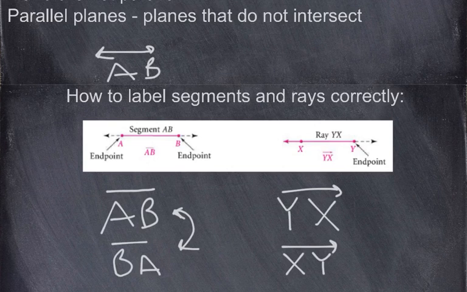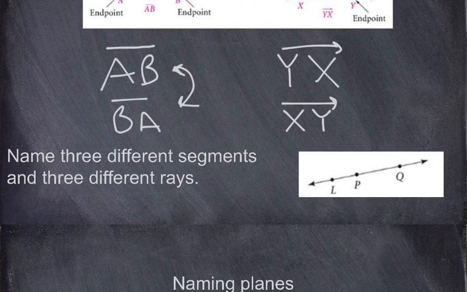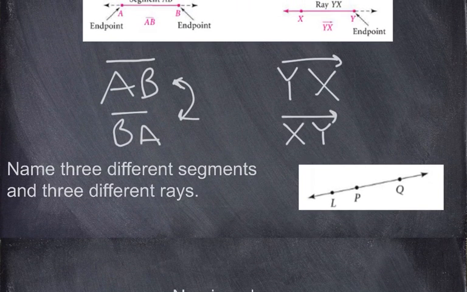For a segment, on the other hand, it doesn't matter which one you want to start with. I personally just like to do alphabetically which one comes first, but that's just me. So here, let's get a little practice in. Name three different segments and three different rays from this diagram here.